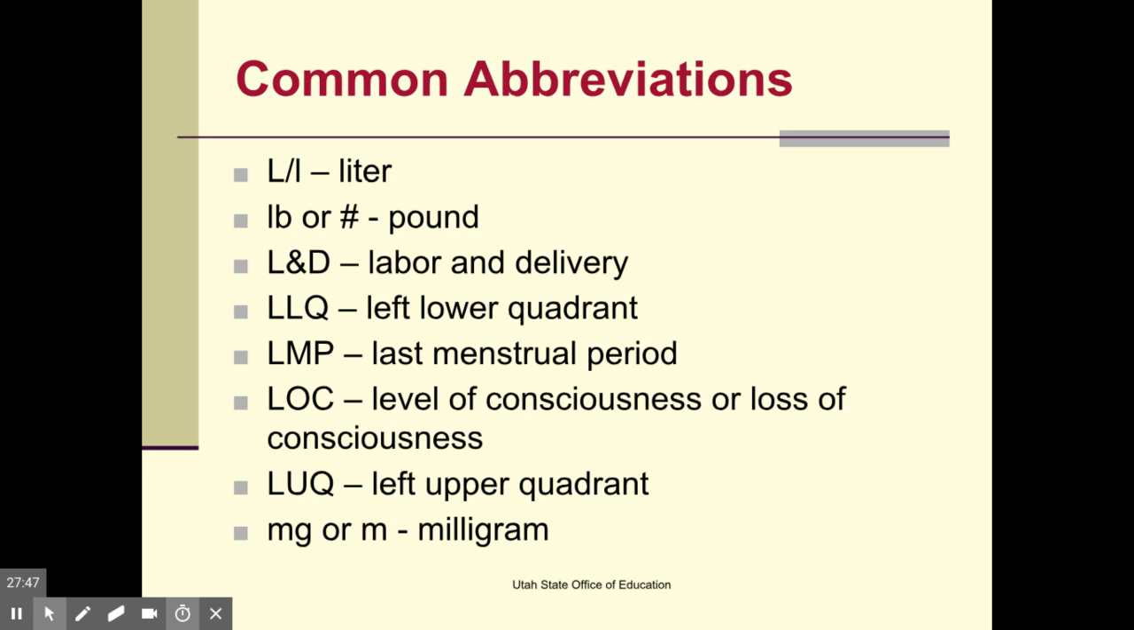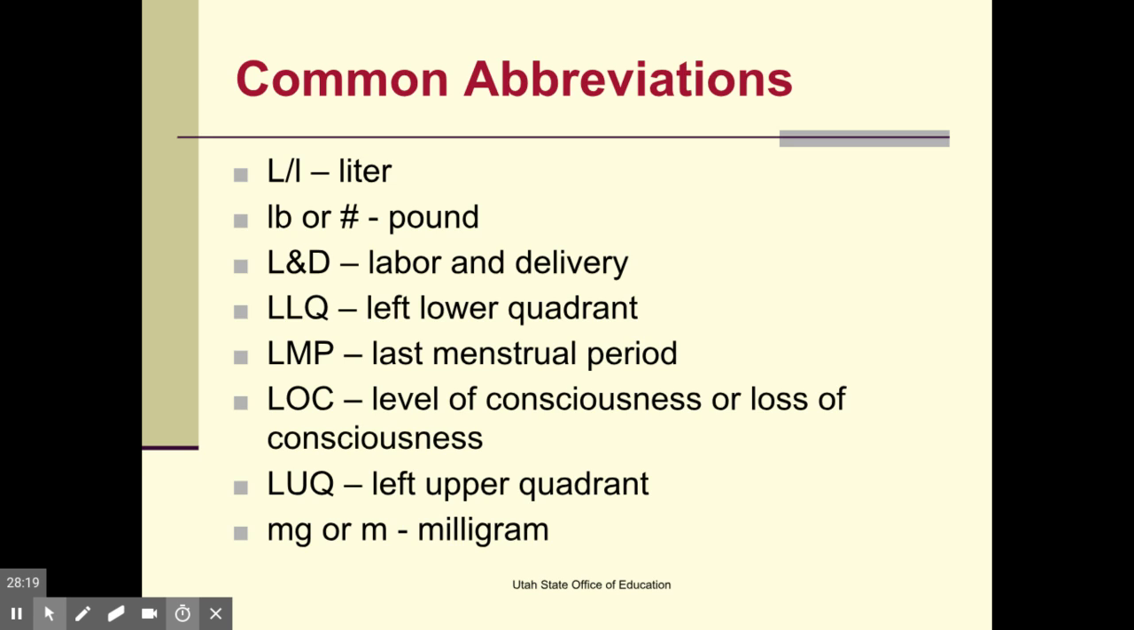LMP stands for last menstrual period. You will see that often. We have to ask females basically between the age now of around 10 to 60 if they currently have a menstrual period, and if so, when they had their last menstrual period. LOC, we use that for level of consciousness, not loss of consciousness. Loss of consciousness needs to be spelled out because it needs to have specific time frames, and it needs to be highlighted a little more. LOC for us means level of consciousness.